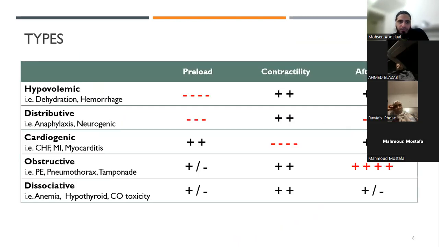So now we are going to talk about the types of shock. And again, it's based on the same 3 factors affecting the stroke volume that can cause shock.